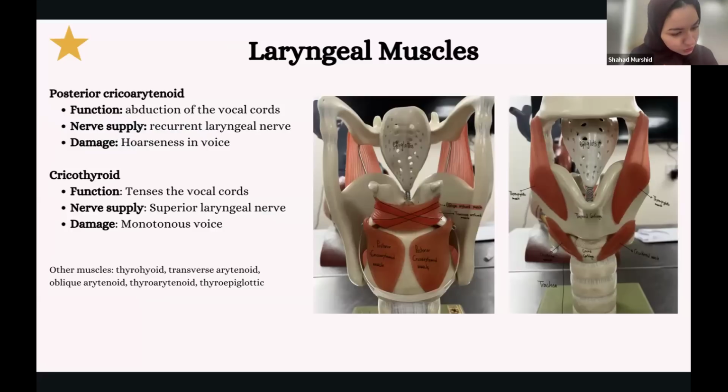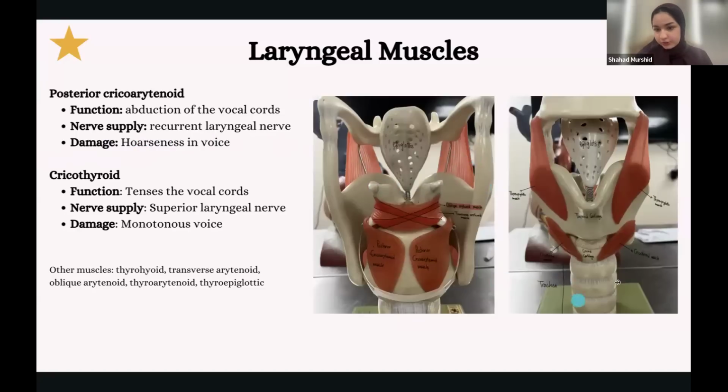Okay, someone is asking, can you show the abduction movement, please? Okay, so abduction is away. Abduction, AB, means away, and then adduction is when you bring something together. Is that clear for the person who asked? Okay. So abduction is basically moving the vocal cords away from each other so that you can speak. And again, it's supplied by the recurrent laryngeal nerve, and damage to it would cause hoarseness in the voice.